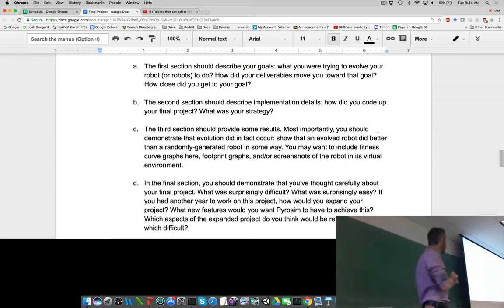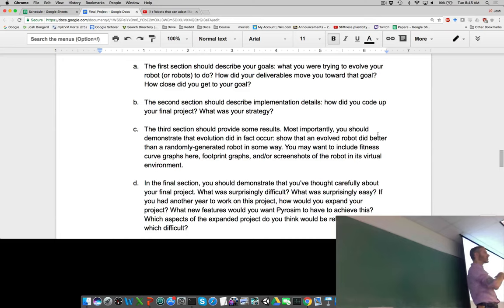Okay, second section, this is like the methods section of a research paper. You're describing how you implemented your project, right? We're not looking for you to copy and paste code here. We're not looking for pseudocode. We're looking for a general description of how you implemented your project.